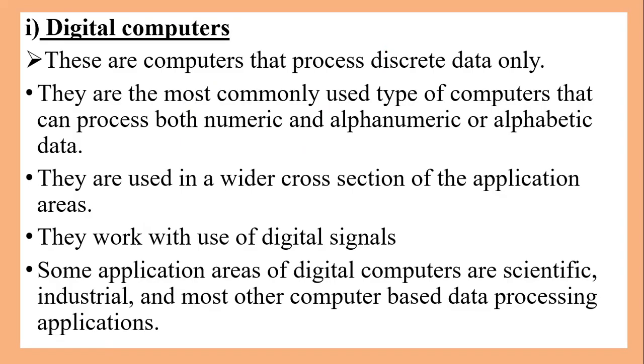What are digital computers? These are computers that process discrete data only. They are the most commonly used type of computers that can process both numeric and alphanumeric or alphabetic data. They are used in a wide cross-section of the application areas. They work with the use of digital signals. Some application areas of digital computers are scientific, industrial, and most other computer-based data processing applications.